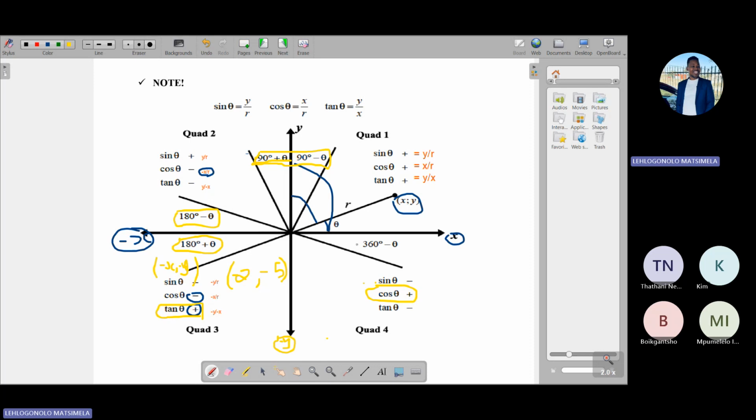But for cos, the x value on this side is positive, and then we reduce it by saying 360 minus. So we don't reduce by 270 or anything. We only reduce by 90, we reduce by 180, we reduce by 360. Please be careful when we reduce in future.